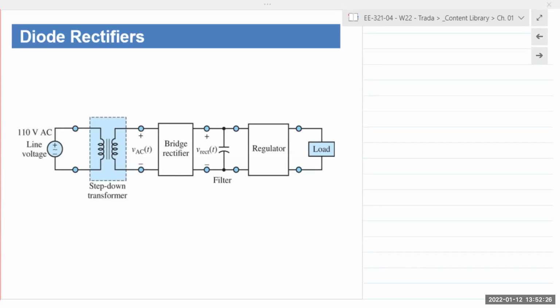Anyway, so we step it down, we connect it to a rectifier circuit. This rectifier circuit is what we're going to study, which is diodes. And then once it's rectified into DC, we do some filtering, we do voltage regulation on it, and then we give it out to our load. This load could be anything, could be a laptop, smartphone, could be anything. Okay.